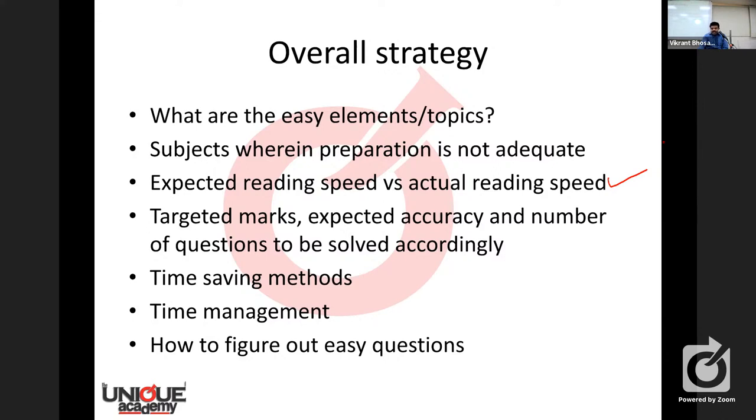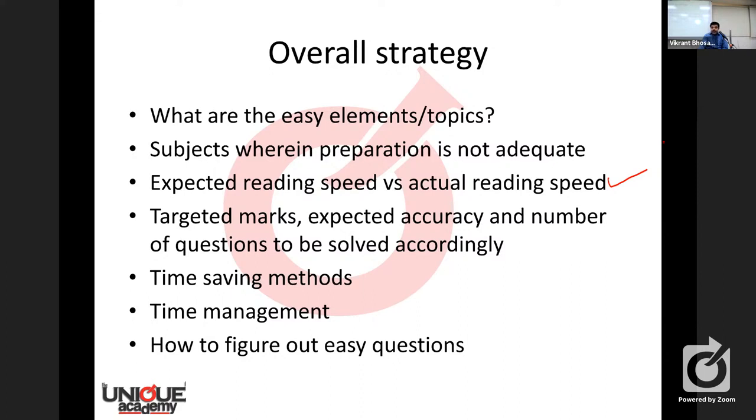Now this 8,000 into 2, 16,000 divided by number of minutes available. But उसमें सिर्फ पढ़ते हो कि आपको सॉल्व भी करना है ना. तो roughly if you come across expected reading of speed, 150 words per minute आपको पढ़ने की आदत चाहिए. Is that clear? That is the expected reading speed.